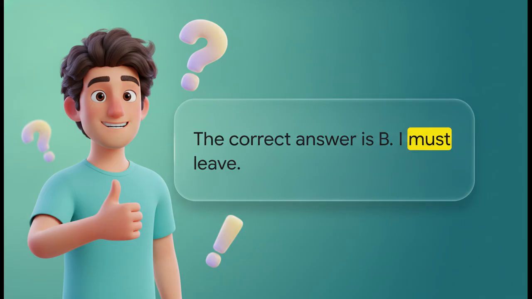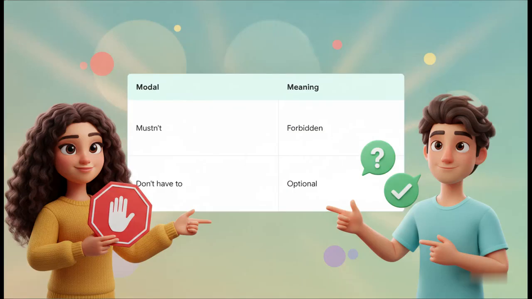Now, in positive sentences, have to and must are quite similar. But next, let's try something a little trickier, the negative forms. Welcome to the big trap. In their negative forms, these words mean completely different things. Mustn't means something is absolutely not allowed. It's forbidden, or maybe even dangerous. But don't have to means something is just optional. It is 100% your choice.